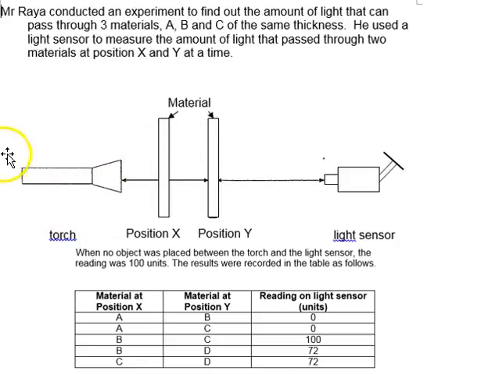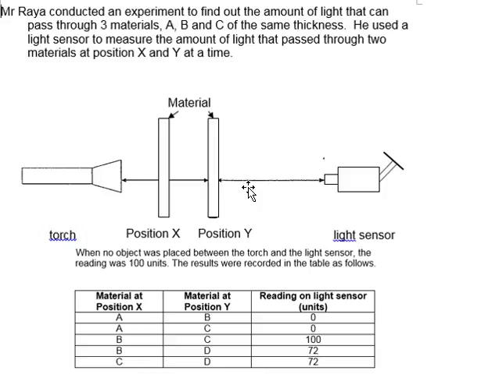So there is a torch here, which is the source of light. We know that the torch is a light source, and we have a light sensor here, which detects light. Remember, we have done the light sensor experiment. You know that the light sensor can detect the amount of light that passes through these. We have done the light sensor experiment both using a torchlight as well as using the black box, right? Remember the box?